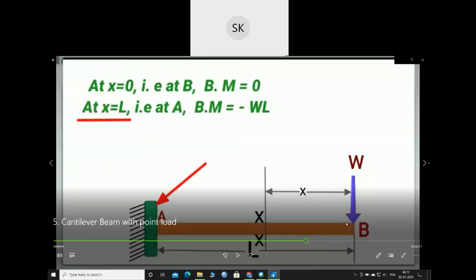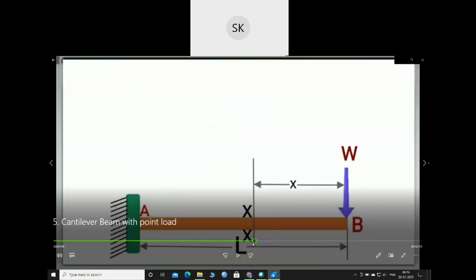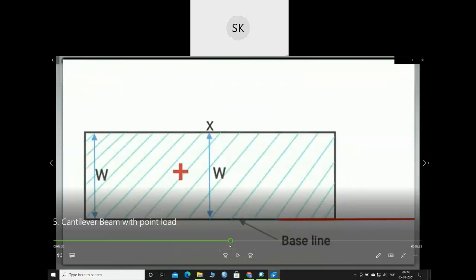If you replace x with 0, you will have 0 bending moment at B, and at A, x is how much? L, right? If you replace x with L, your bending moment will be W into L. See the video, then you will understand more. Okay, let's start.